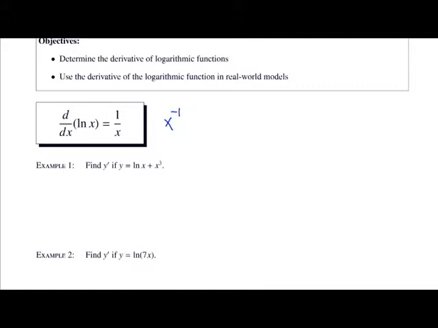So the question is, what would you have taken the derivative of in order to get x to the negative 1? Well, going one power back up, it should have been x to the 0. But x to the 0 is a constant, right? X to the 0 is 1, and the derivative of all constants is 0. So up until now, we didn't really have a way of getting a derivative that resulted in x to the negative 1 power. The log function fills in that gap. Okay? So the derivative of ln of x is 1 over x.